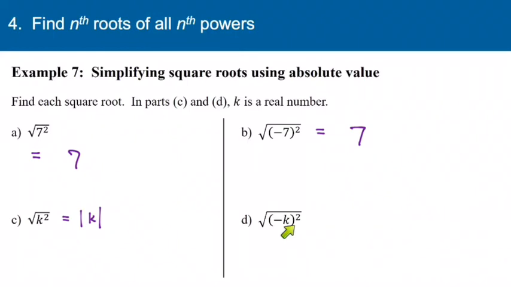And here on part D, same thing. If k was positive before, now it's negative. If k is negative, then with this negative in front of it, now it's positive. We still don't know whether k is positive or negative, but we know that the square and the square root cancel each other out, and we know that we have to get a positive result. So the square root of negative k squared is going to be absolute value of negative k, which of course is the same as saying absolute value of k, because either way the value comes out positive.